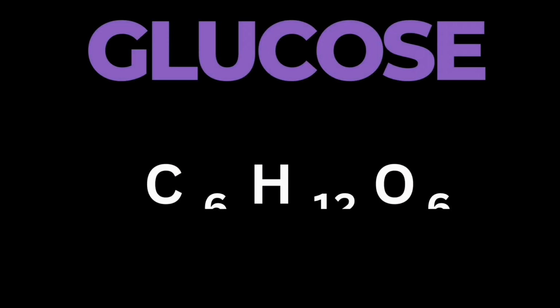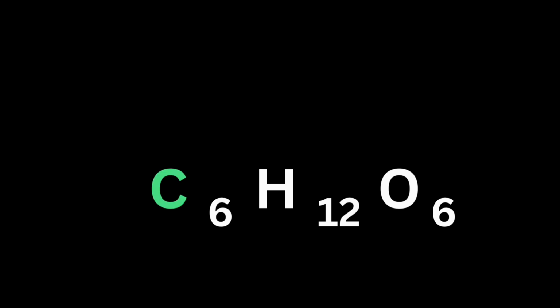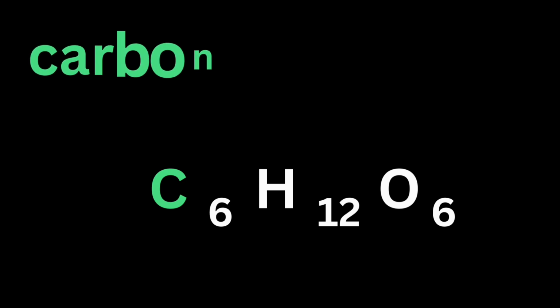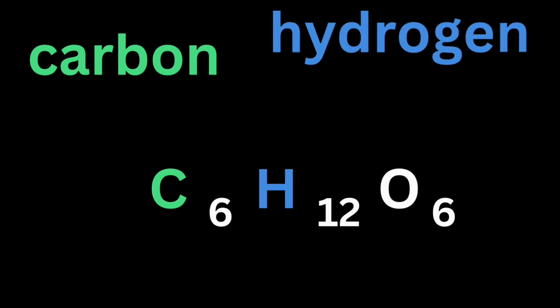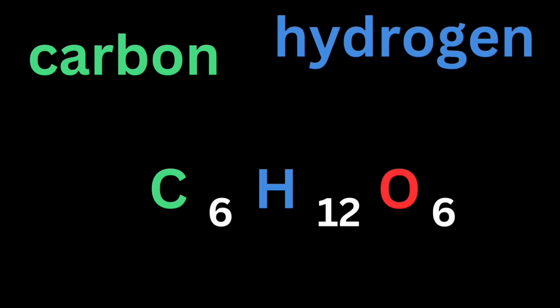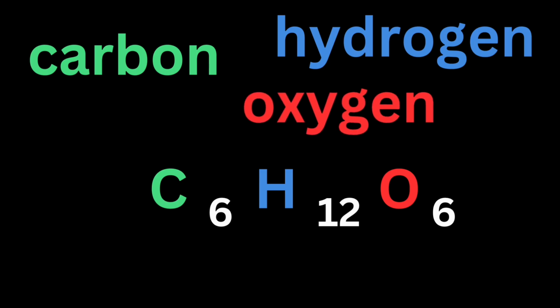Let's look at the formula of glucose. It's C6H12O6. So the C tells us that it contains carbon, and the little 6 after the C tells us that it contains 6 atoms of carbon. The H tells us that glucose contains hydrogen, and the O6 tells us that glucose contains 6 atoms of oxygen.